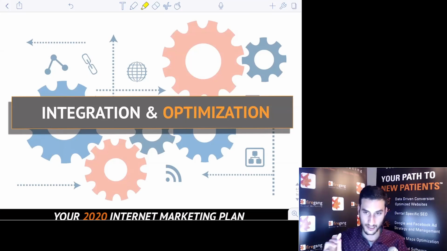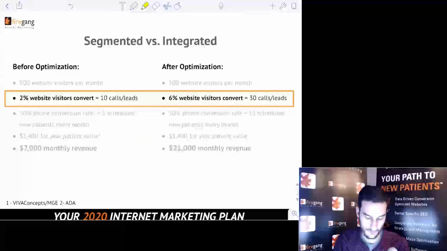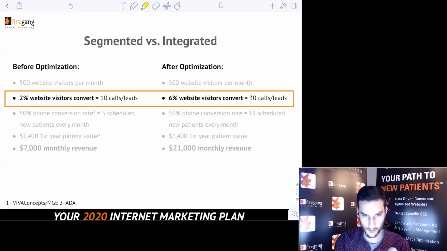So integration and optimization. We've talked about all these individual different pieces. We've got the visibility, the ads, the SEO, we talked about the website and optimizing that, we talked about phones and optimizing that. As we start to bring all these pieces together, that's where we can really get some fantastic integration and optimize this marketing program as a whole. Before optimization, we were talking about the website, right? The 2% convert on the website to 6% convert on the website.